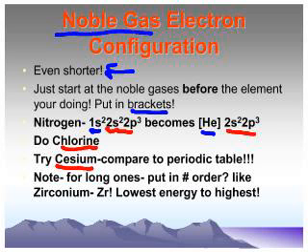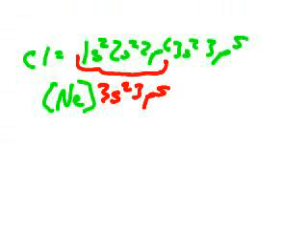Let's look at a guy like cesium. We try and do cesium. We find cesium on the periodic table, atomic number 55. So for cesium, alright, stretch, take a break.